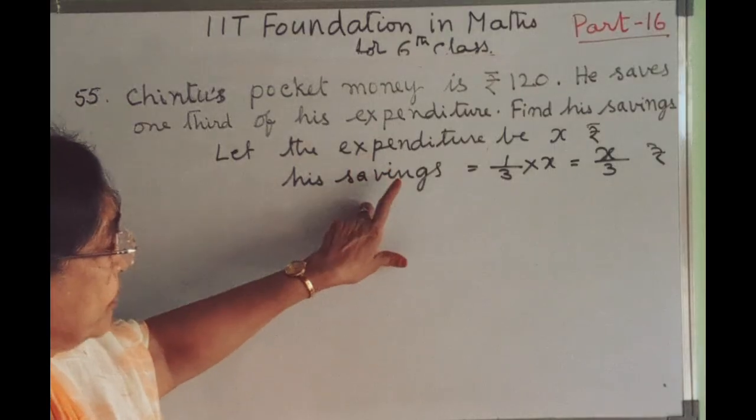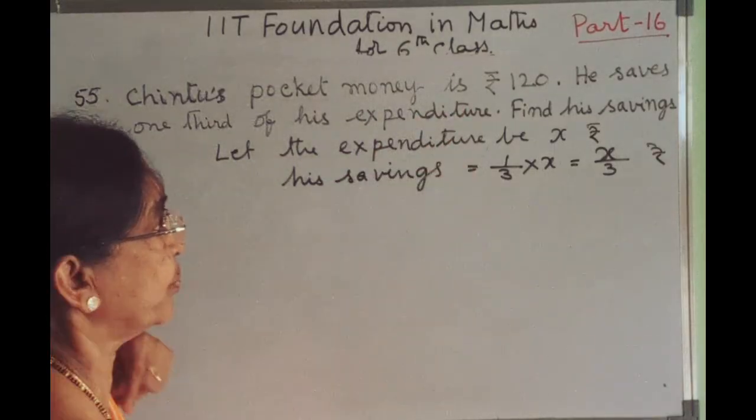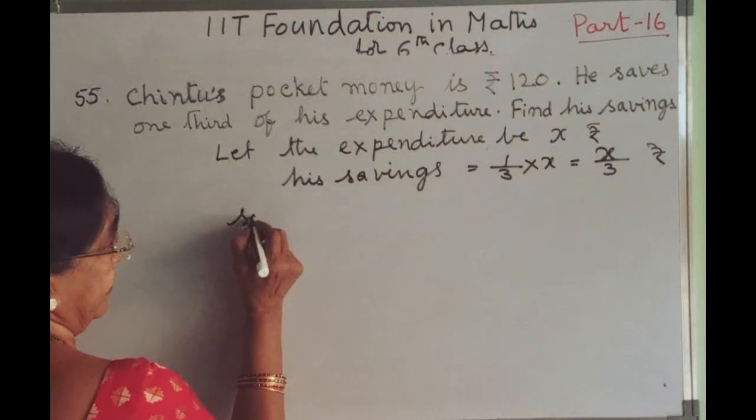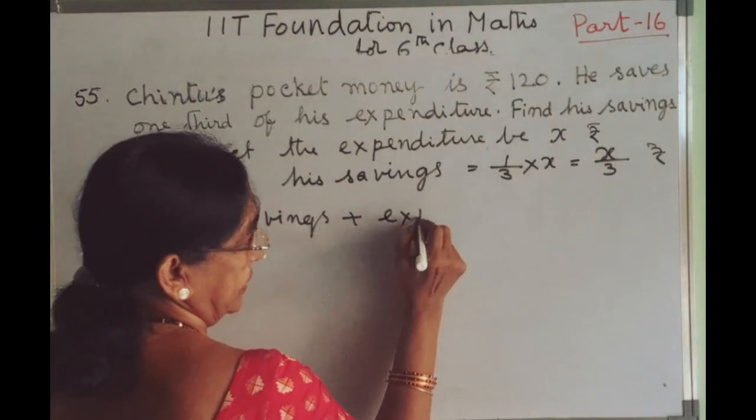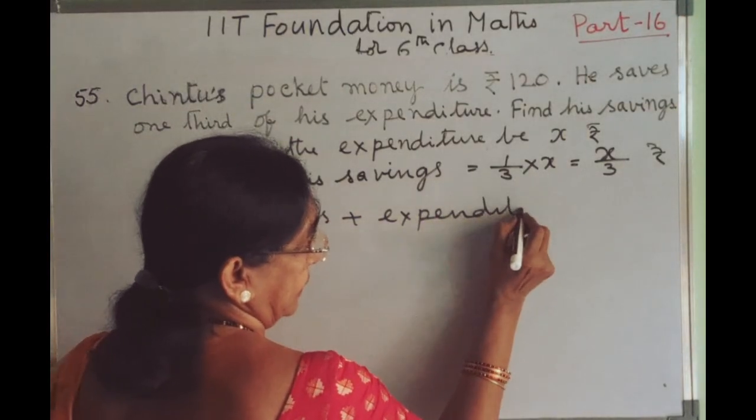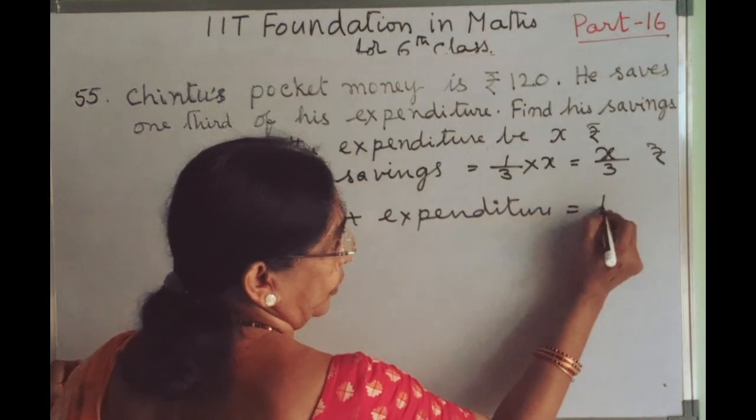So expenditure plus savings is equal to his pocket money. So savings plus expenditure is equal to pocket money.